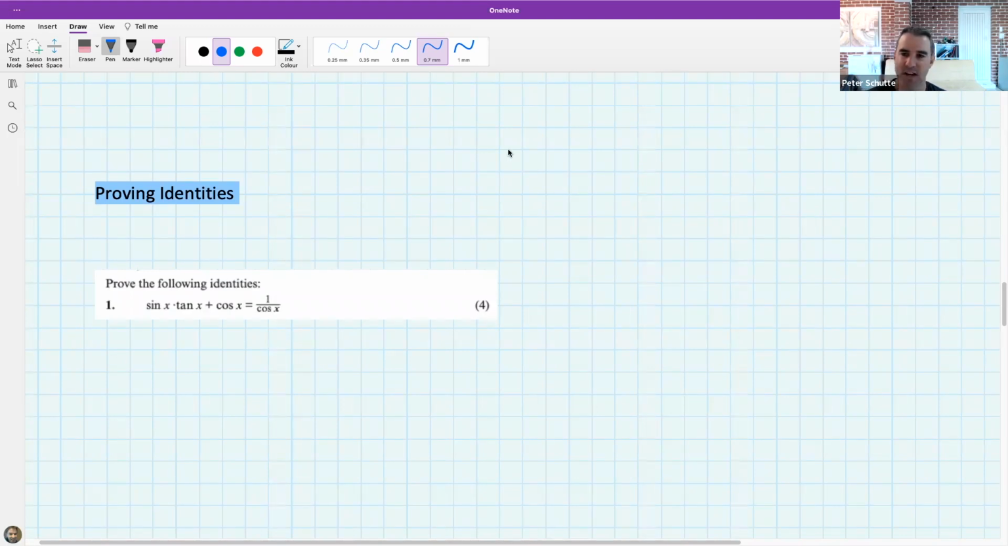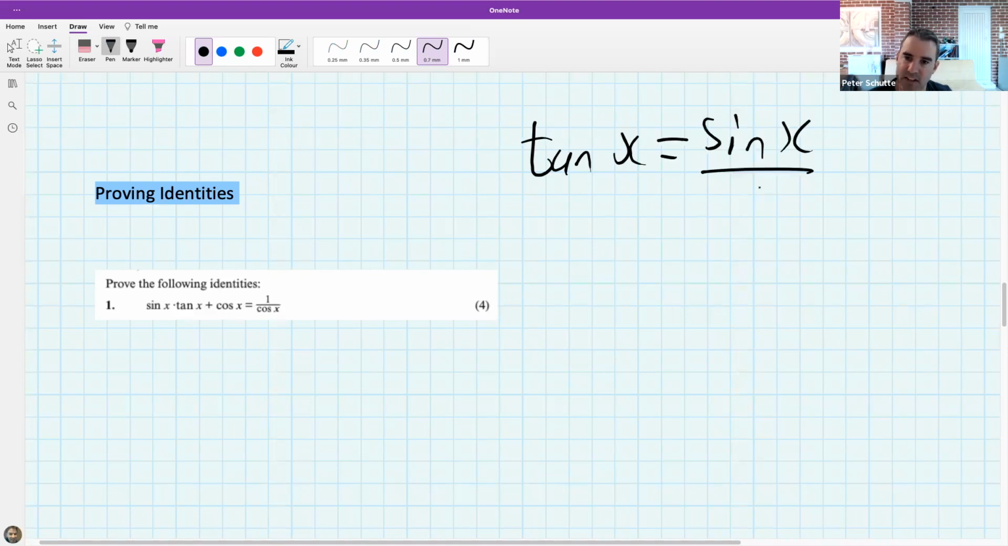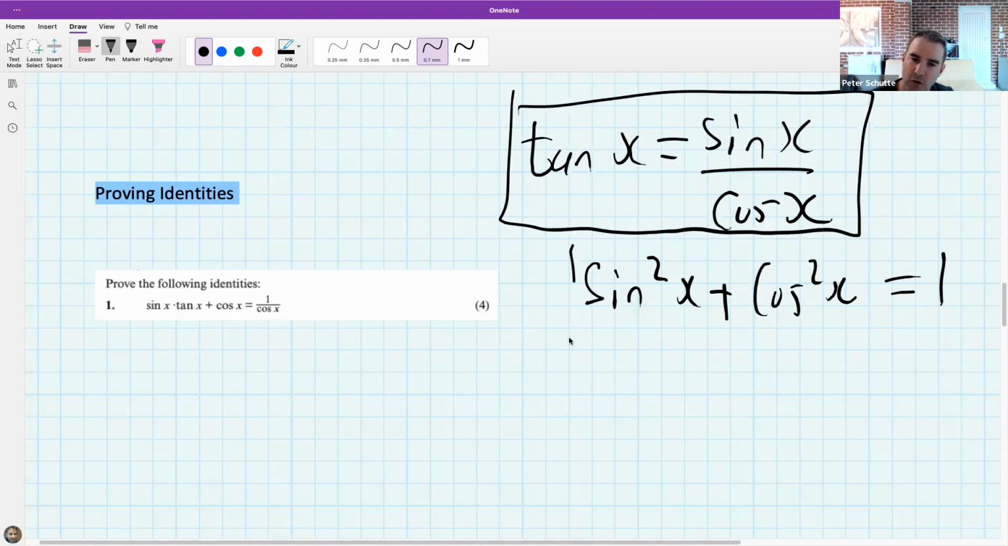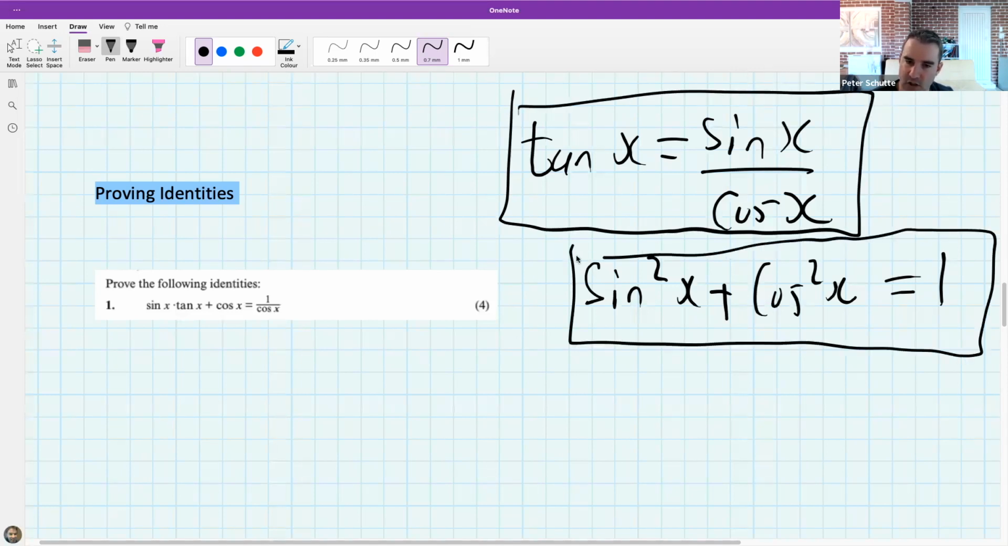Hi, sir. Hello. You should know that tan x is the same as sine x over cos x. Exactly. That is important fact number one. Do you have important fact number two? Cos squared x plus sine squared x is equal to 1. These are the tools that are going to make you succeed in these questions. Thank you so much. You're welcome. Now, you've got the basic bits of content you have to know.